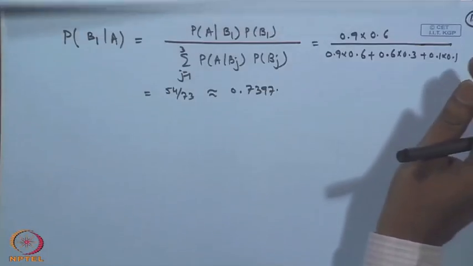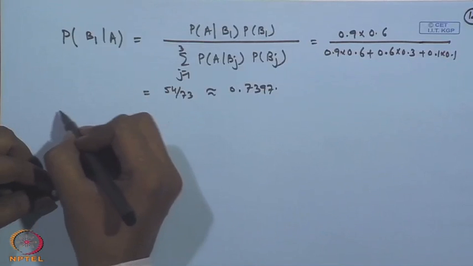Now, there may be cases where the conditioning does not change the probability. It can happen if the two events are quite unrelated. For example, if you consider tossing of a coin and tossing of a dice, then the outcome of the tossing of the coin may not have anything to do with the outcome of the tossing of the dice. So, the two events are totally independent. So, using this we define the concept of independence as follows.